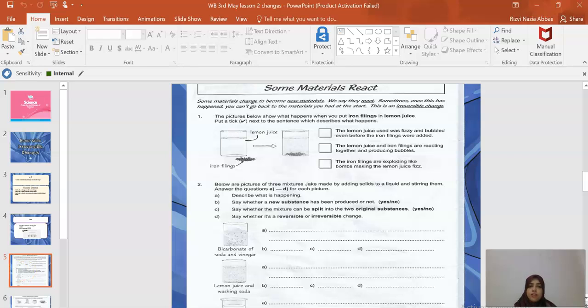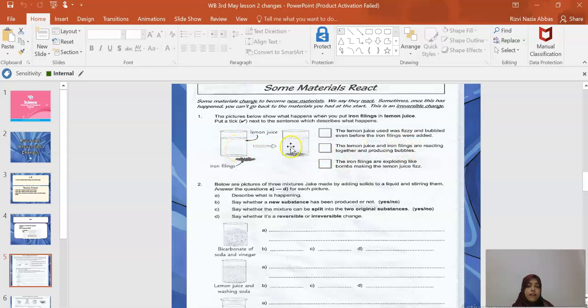Now in this picture on page 24, you see that some iron filings have been mixed in lemon juice. Iron filings are small particles of iron. So when you put them in the lemon juice, what happens? You have to take the correct sentence. Lemon juice was fizzy and bubbled even before the iron filings. Do you think before adding, there was bubble and fizz? There was no. You can see a clear lemon juice here.